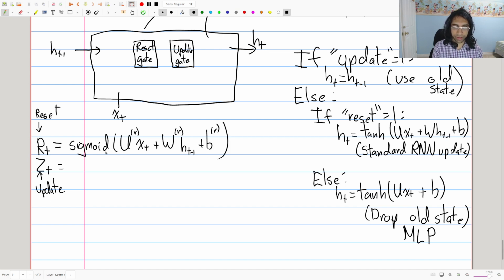Note that I'm defining some new parameters here. These new parameters are specific to the reset gate, which connects the input at a time to the reset gate, the last hidden state to the reset gate, and a new bias parameter for it. They're specific to the reset gate, but they're shared among all time periods, so similar parameter sharing. And also we're going to do something like this: Z_t equals sigmoid of U_Z x_t plus W_Z h_{t-1} plus b_Z.